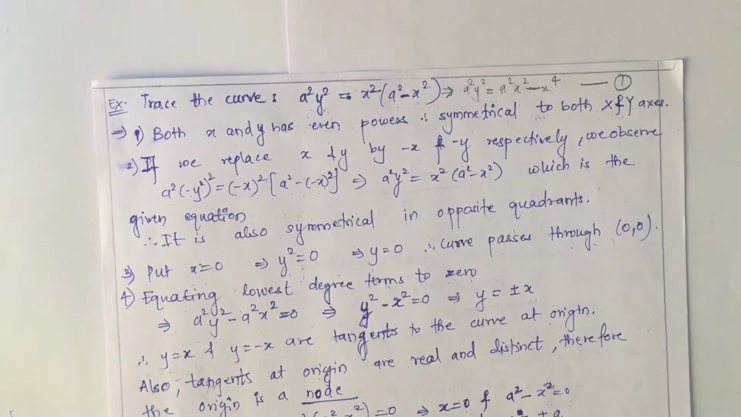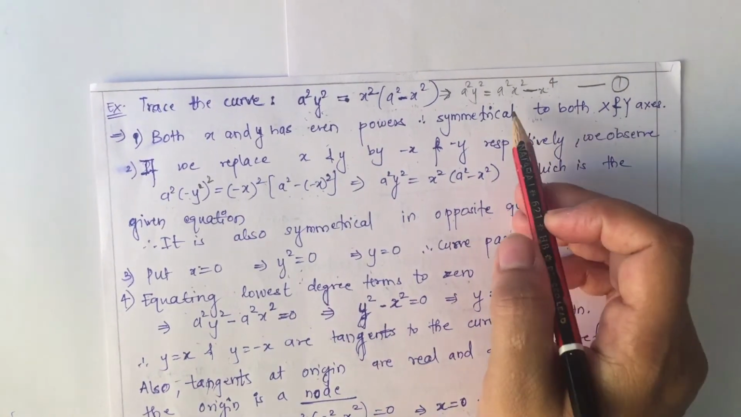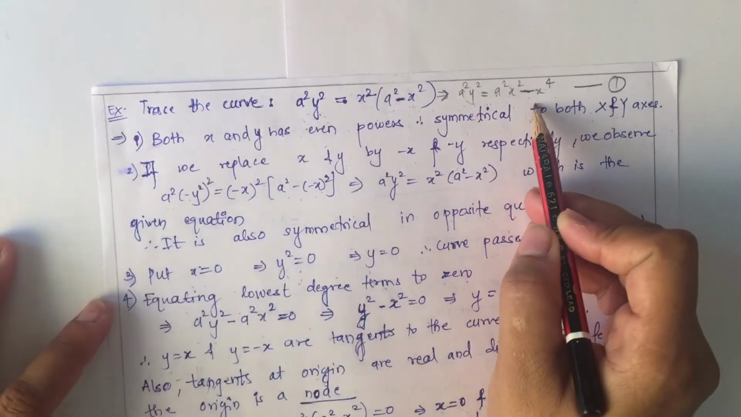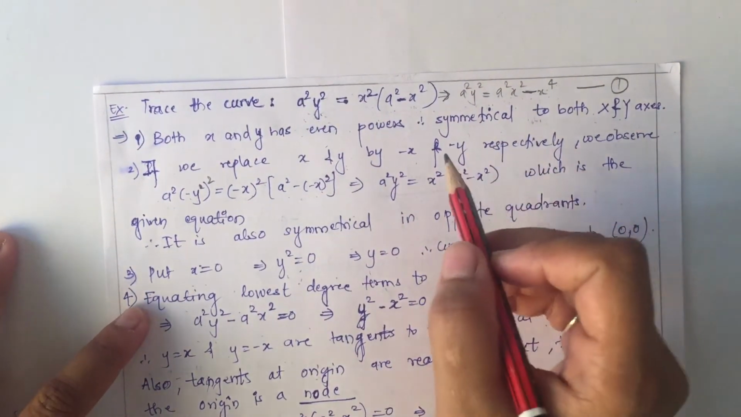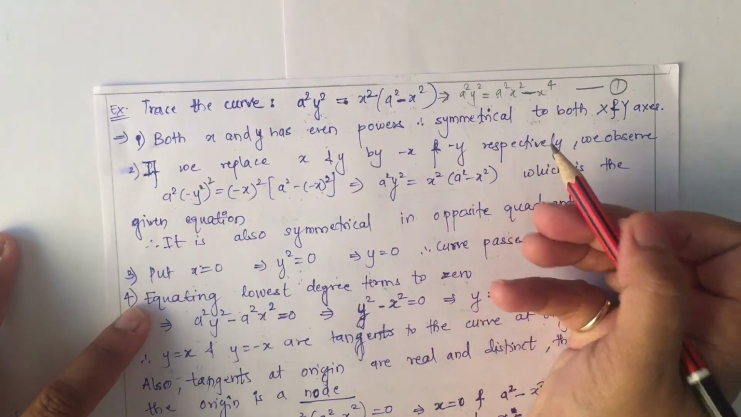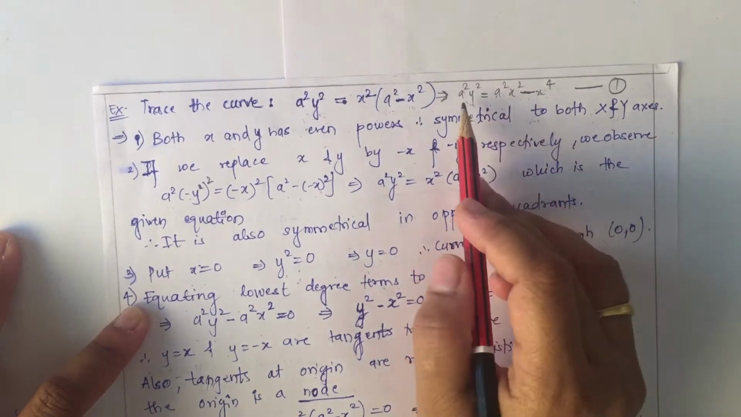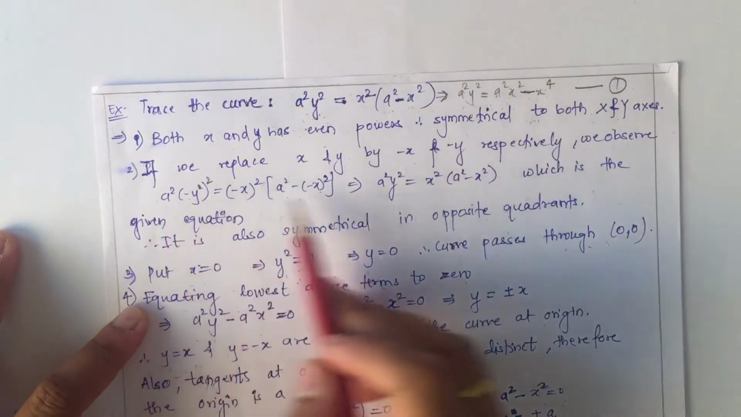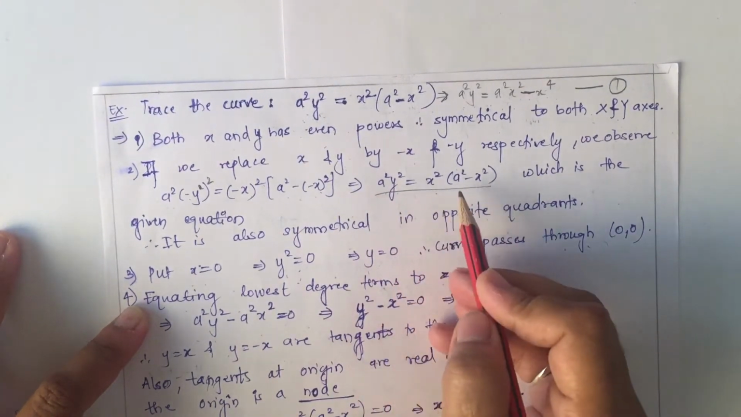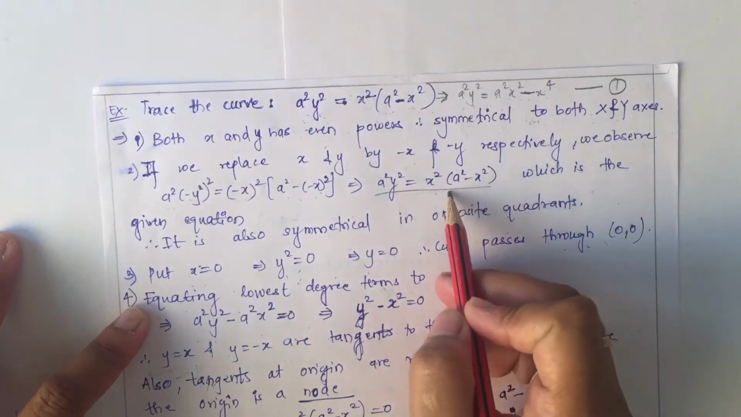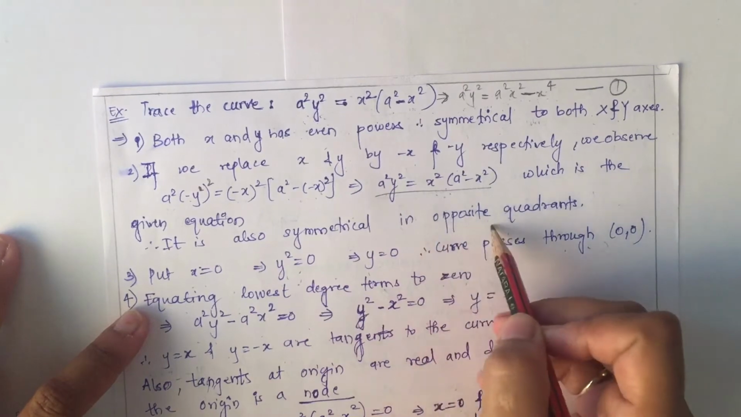Now first rule is to check the symmetry. So for that we need to check the powers. If we observe here in this equation, both x as well as y have even powers. And since both x and y have even powers, we say the curve will be symmetrical to both x and y axis. Also, if we replace x by minus x and y by minus y, we get back the same equation, that is a square y square equal to x square into a square minus x square. So that means we can also say this curve will be symmetrical in opposite quadrants.